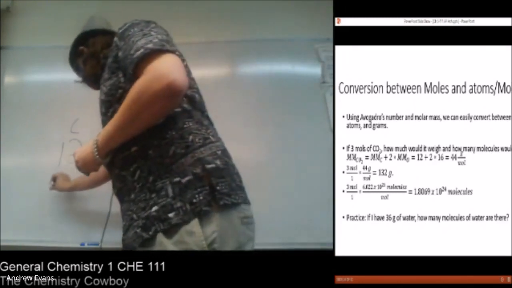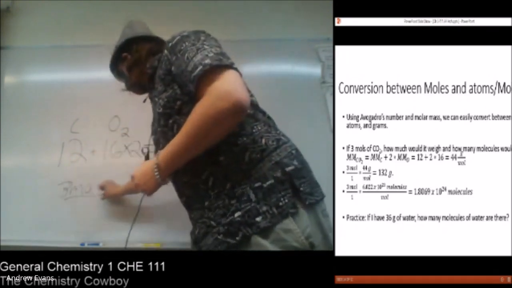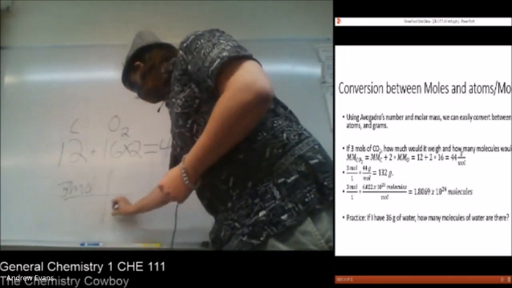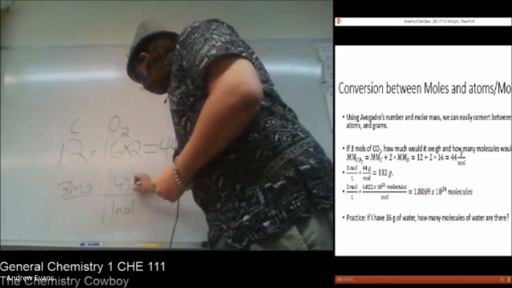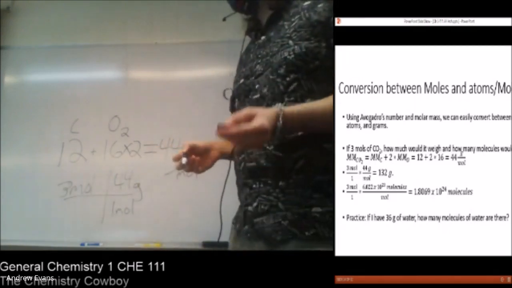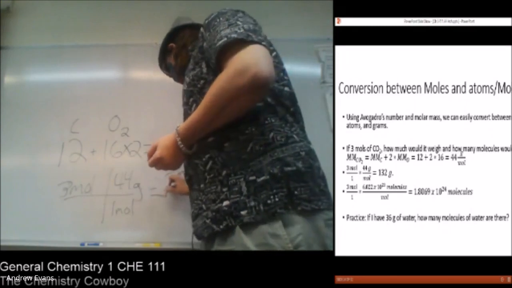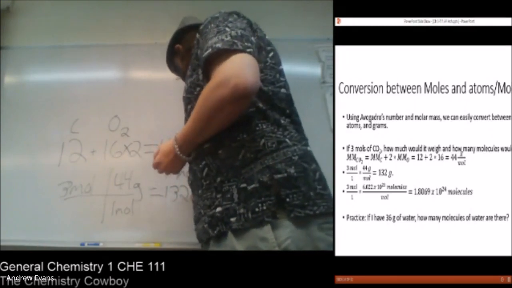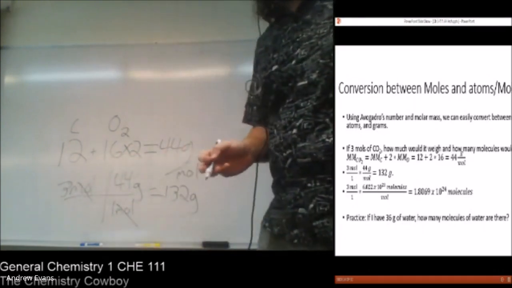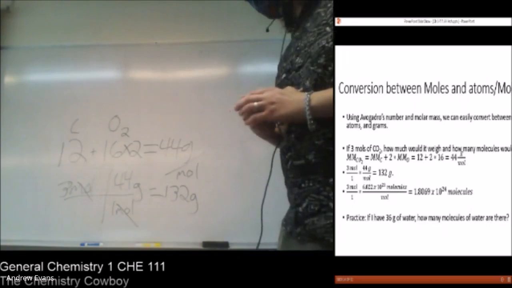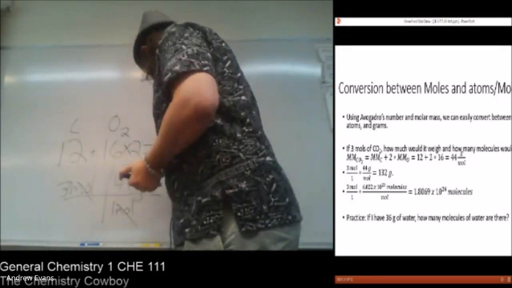Now, setting that up, 3 moles, and I want moles on the bottom, so I have to multiply by 44 grams per mole. I do that, and I'd get 132 grams. The important thing is my moles cancel with my moles. And that gives us our answer in grams. How much does that weigh?